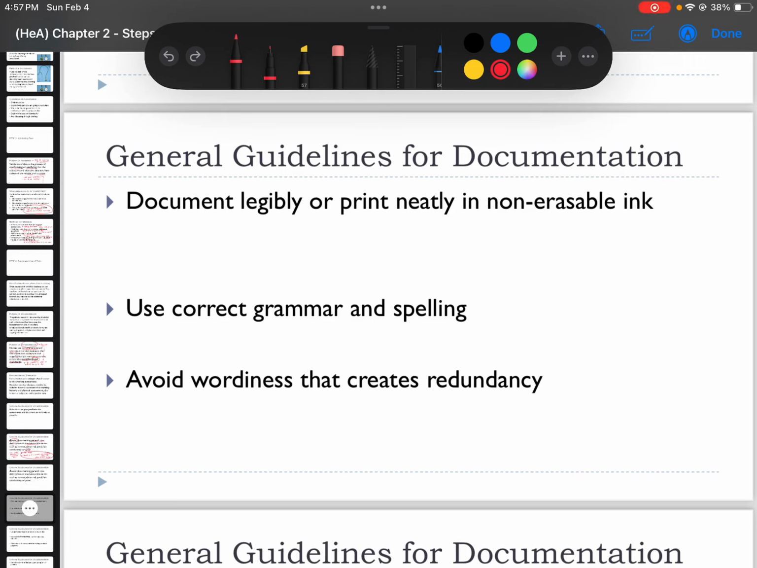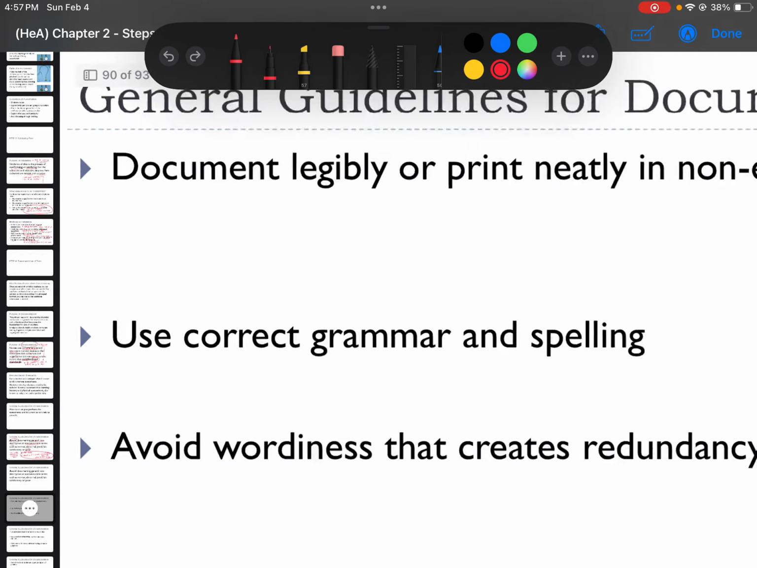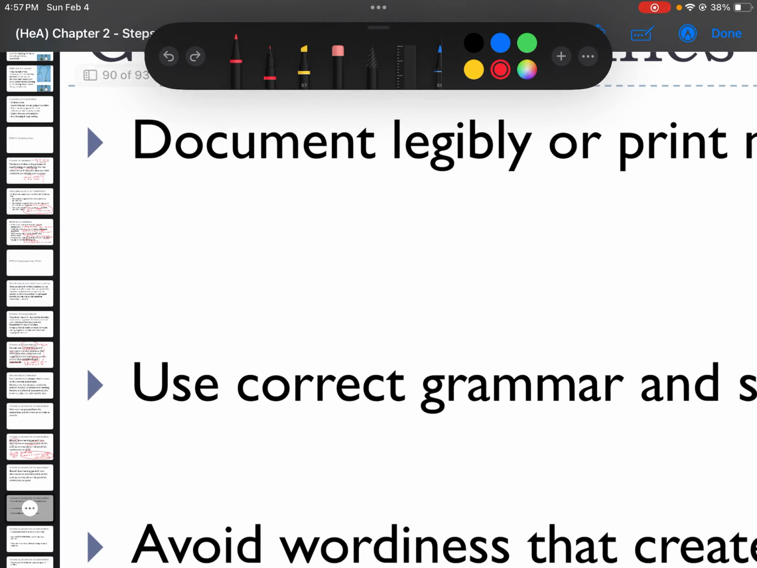So to practice your documentation, for example, class. Normally, if there is an error in documentation, you do not do something like this. Let's say, for example, you wrote down the name wrong. You do not mark it like that. That is very wrong.